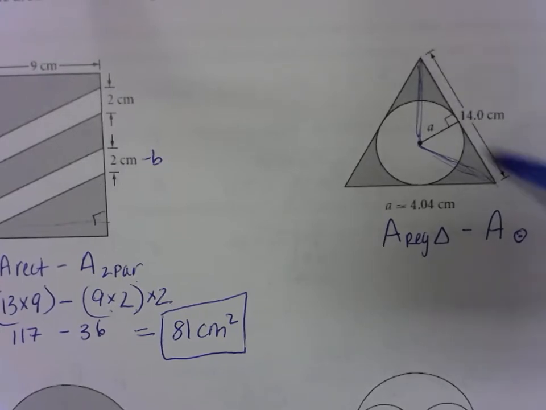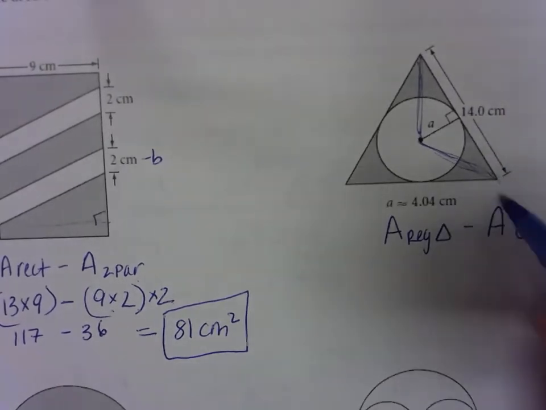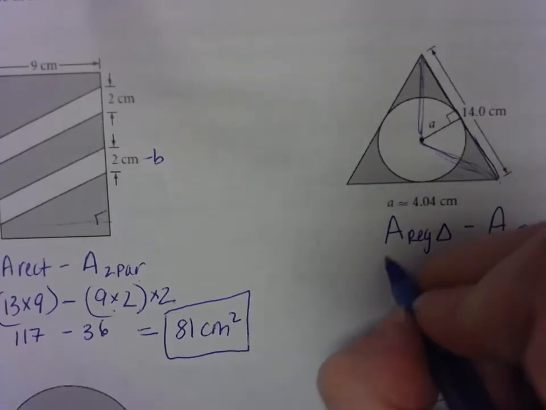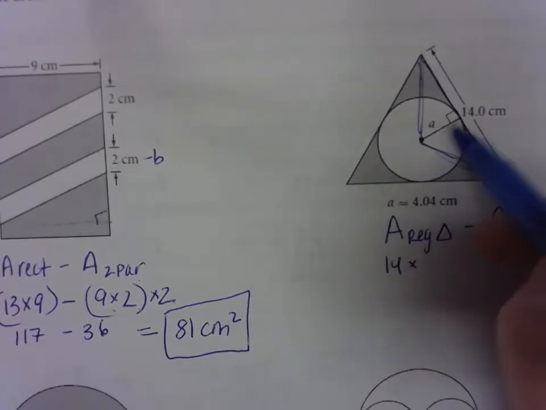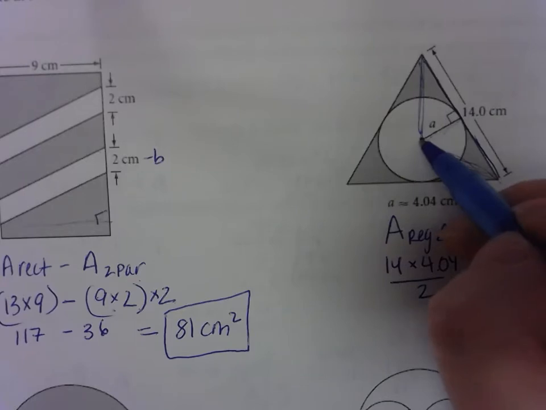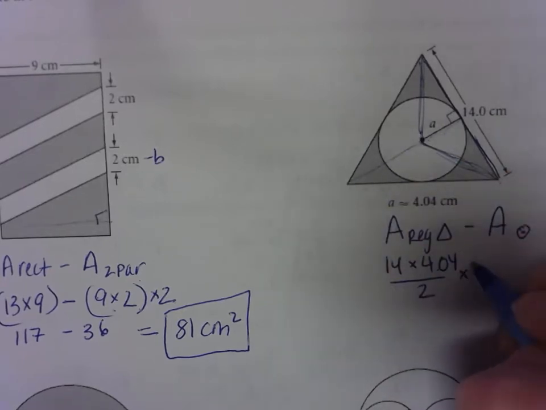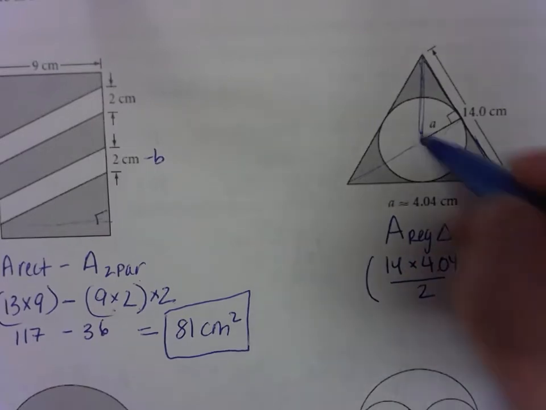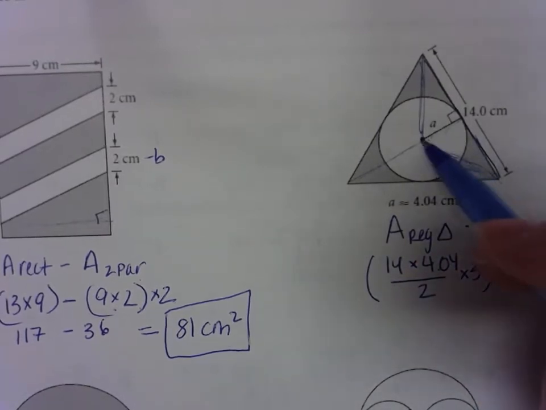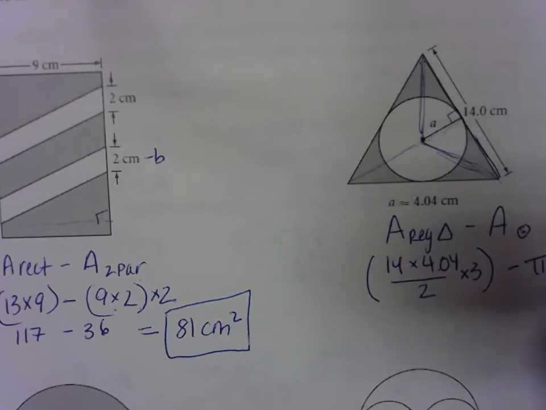So I know the base of this triangle here is 14. The height is the same as the apothem. Divide by 2, and then there's going to be 3 of them because there's 3 sides. And then I'm going to subtract the area of the circle, which I know the radius. The radius is the same as the apothem in this case.